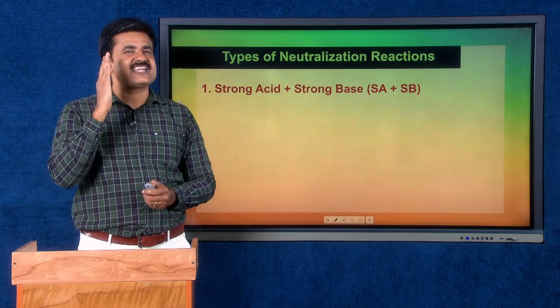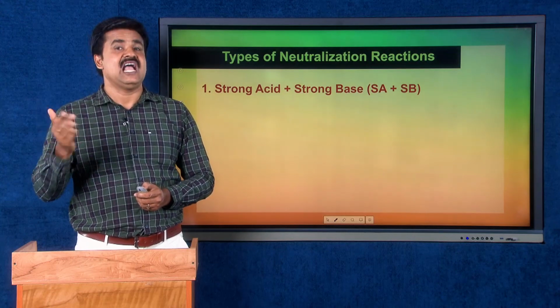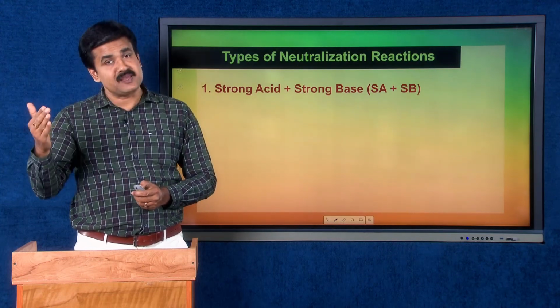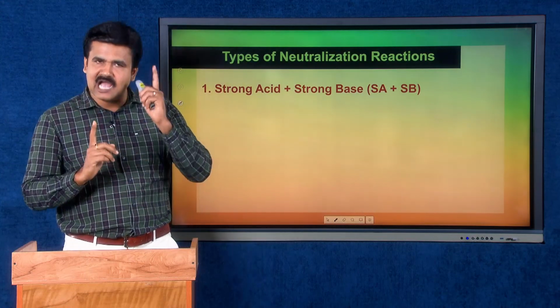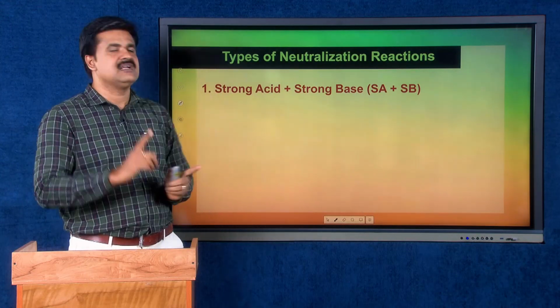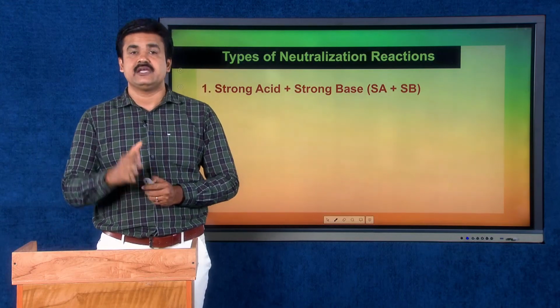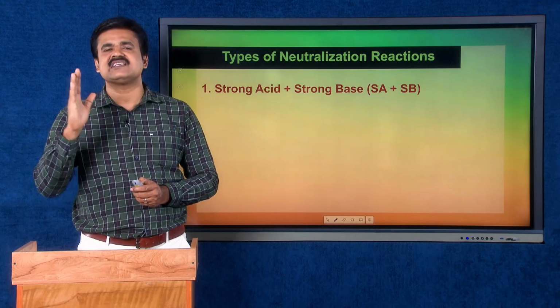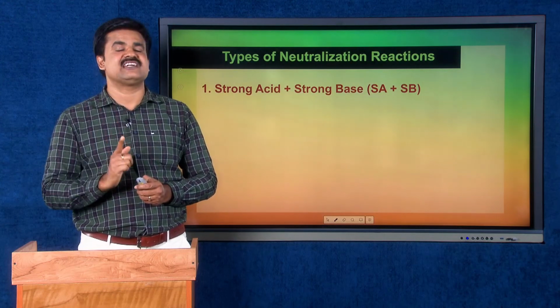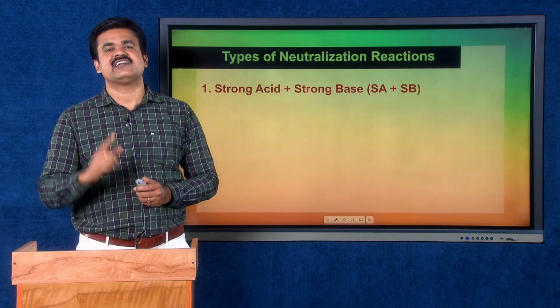A neutralization reaction is between an acid and a base. Acid may be strong or weak. Base may be strong or weak. So there are four types of neutralization reactions, out of which the first one is the neutralization reaction between strong acid and strong base. That is SA plus SB. Strong acid is abbreviated as SA. Strong base is abbreviated as SB.